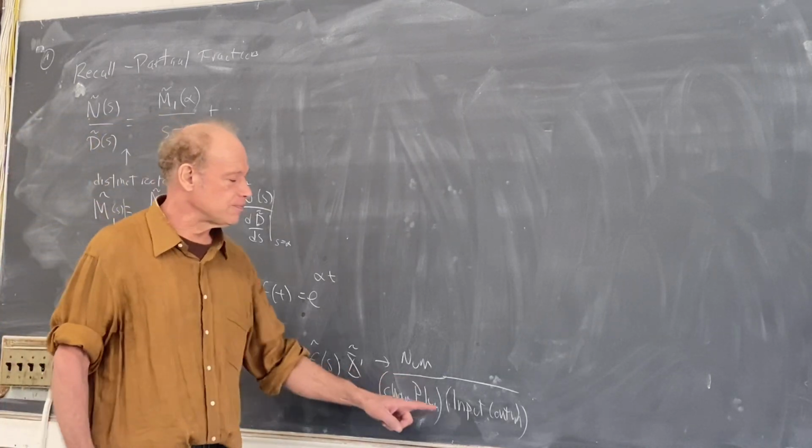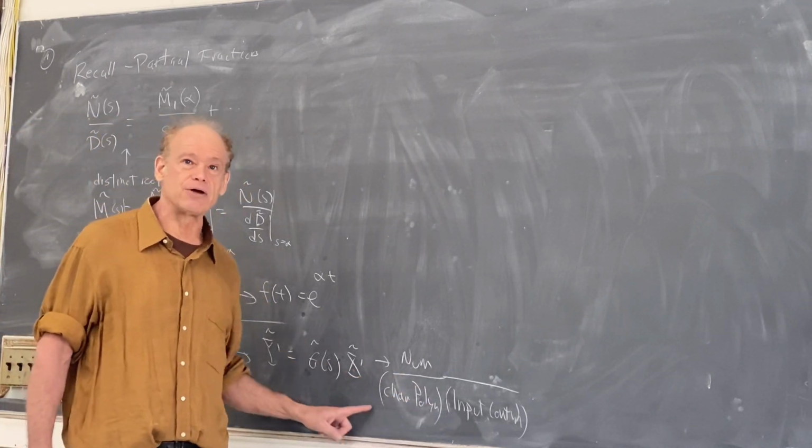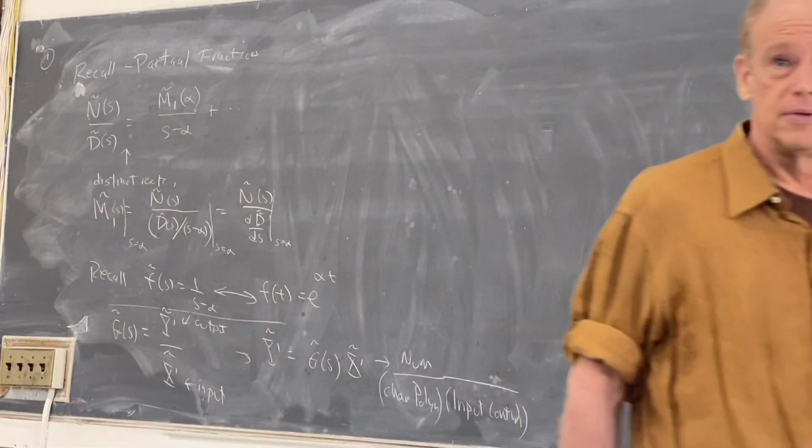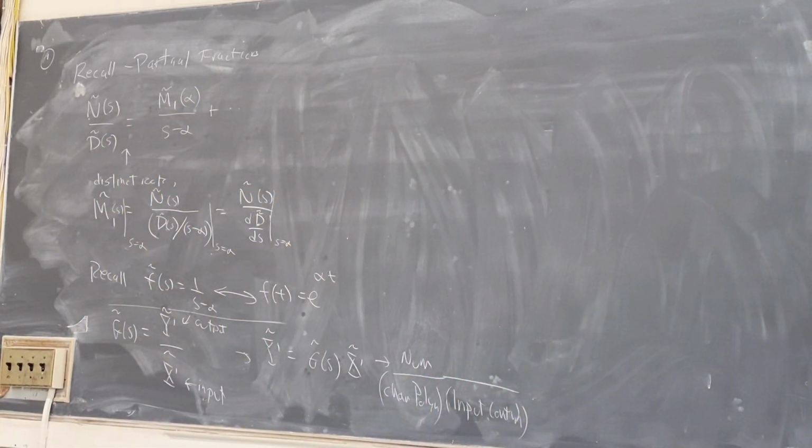The stability is coming from the characteristic polynomial. Any questions on that? Okay, so let's just look at a simple example.